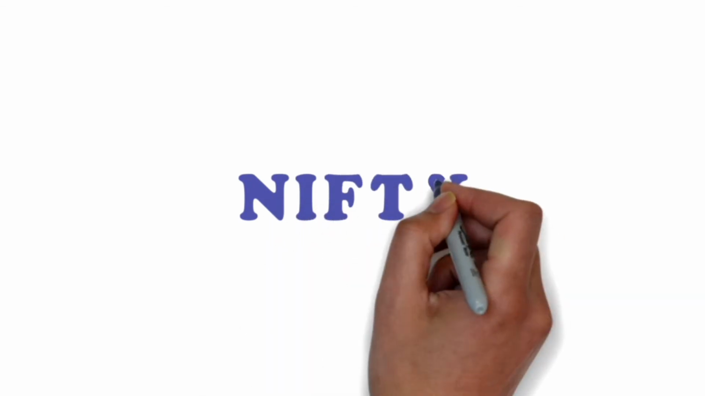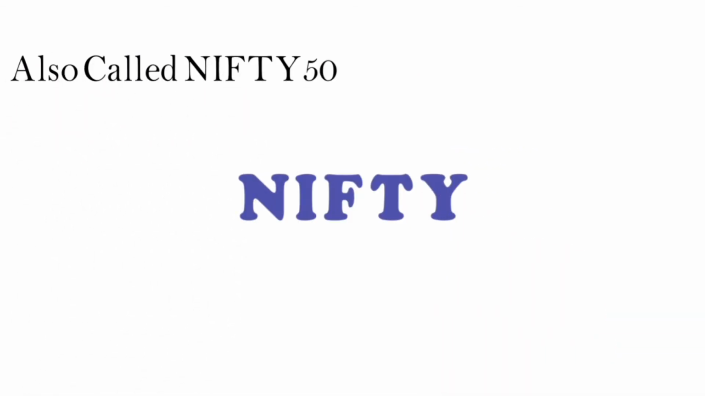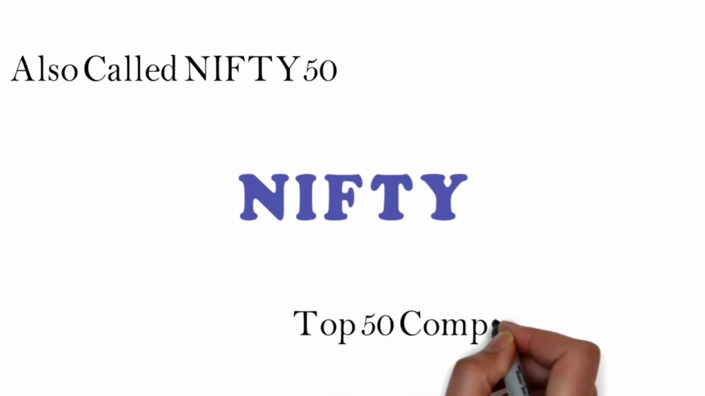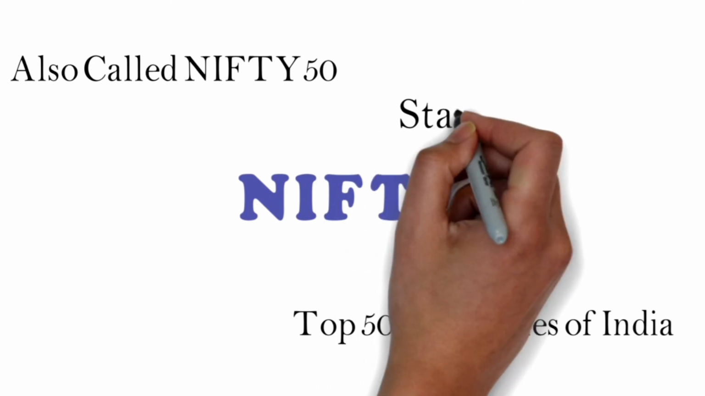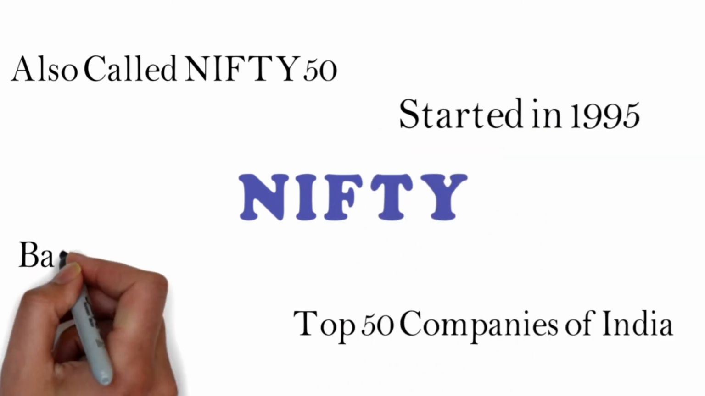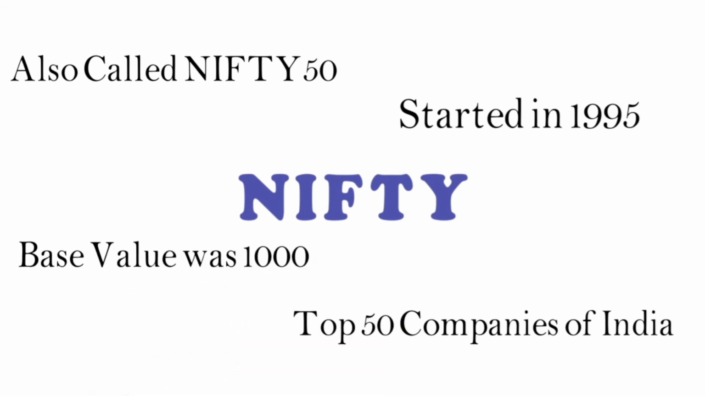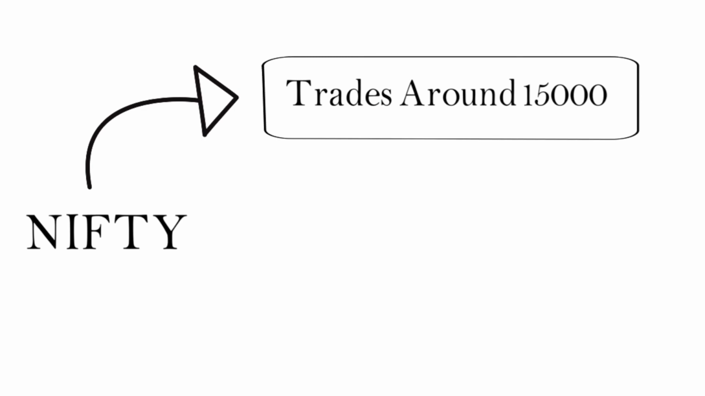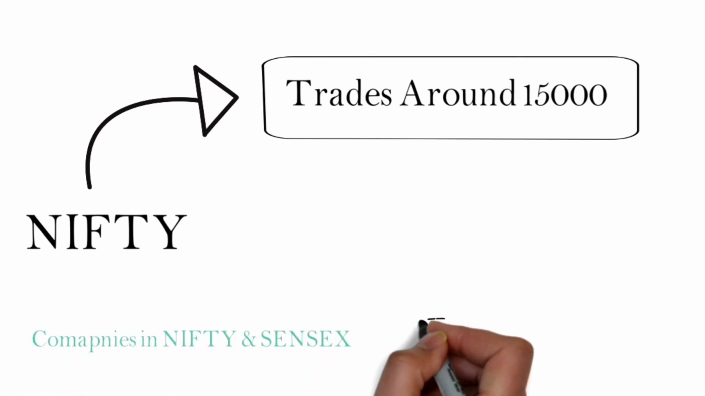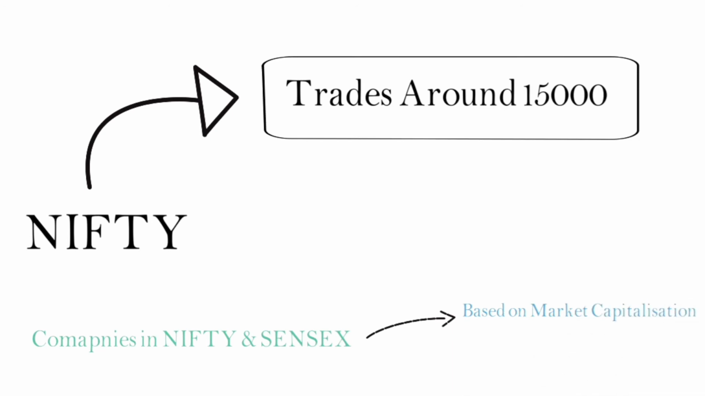Number 2. Nifty or Nifty 50. So Nifty is a market index which consists of top 50 companies of India. It is listed on the National Stock Exchange. Nifty was started way back in 1995 and the base value was taken as rupees 1000. Nowadays Nifty trades at around 15,000. So you see, the companies in both Nifty and Sensex are selected on the basis of market capitalization.